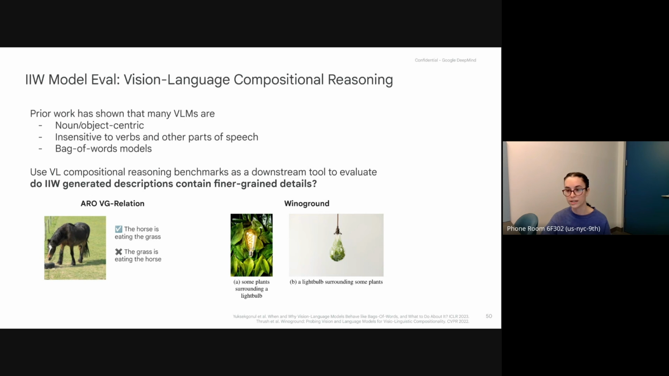Then for the Winoground data set, that looked at shuffling text to contain the same words for captions, but have different semantic meaning. So on the left-hand side, the matching caption A states some plants surrounding a light bulb. And then for image B, the negative would be that caption that states a light bulb surrounding some plants. So these kind of serve as the negatives for each other in the data set. And you can see that they consist of the same words, but have a different meaning.